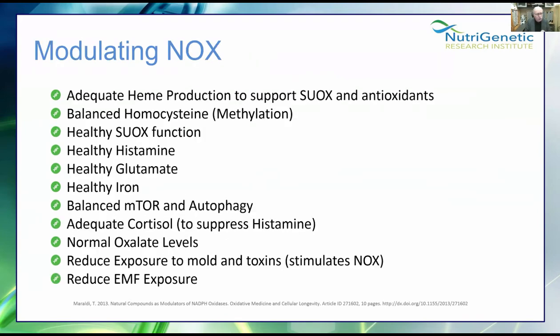Now, how do we modulate NOX? Again, there's no magic pill here. Adequate heme production to support SUOX and antioxidants. Make sure you've got good levels of homocysteine. Healthy SUOX function, that means molybdenum, heme. Healthy histamine. And again, we could do a whole webinar on histamine. By the way, we'll be covering this in our online certification course. There are many ways to slow down the production of it, but make sure acetylation, ABP1 is working.